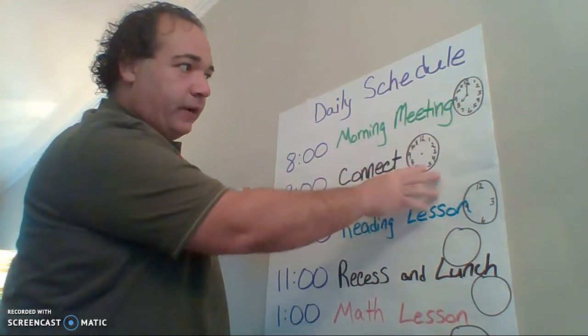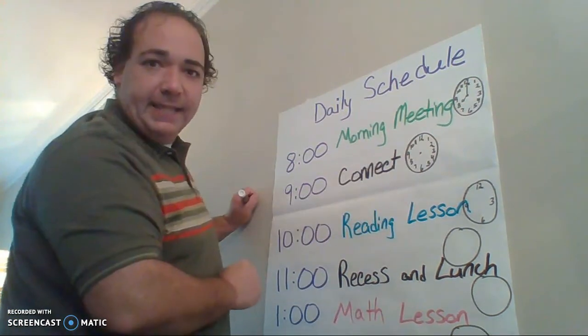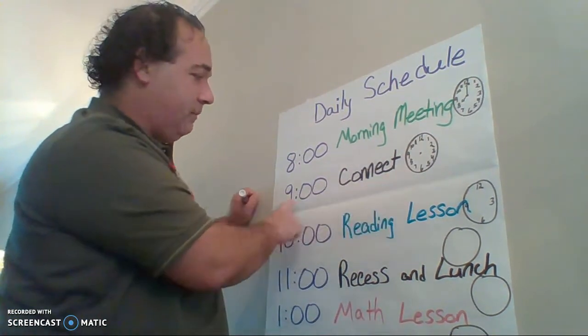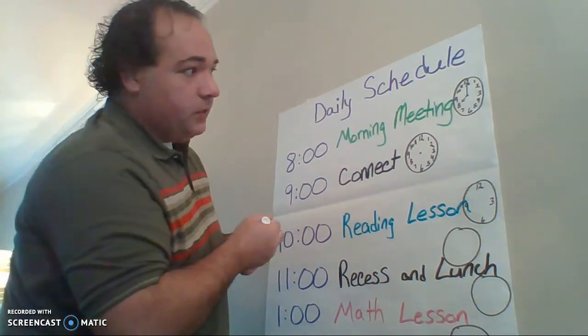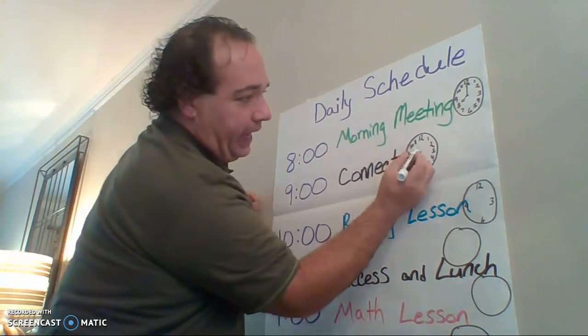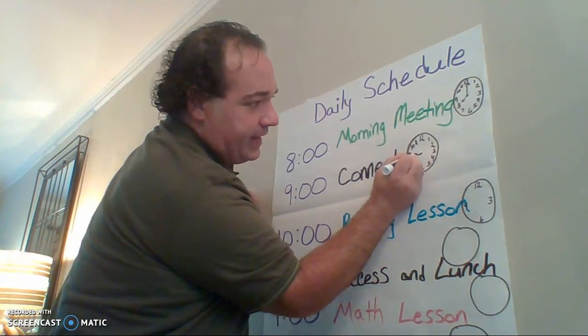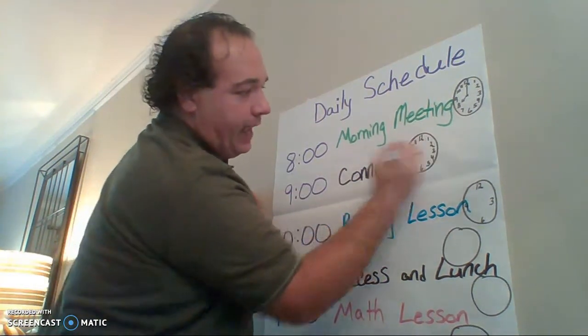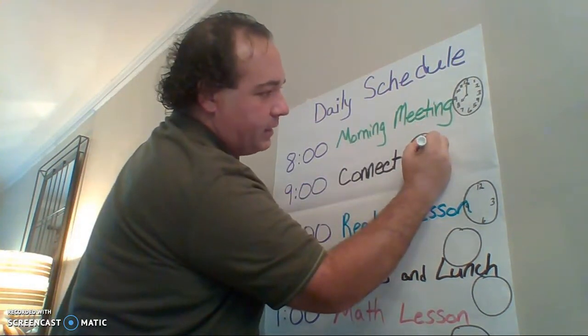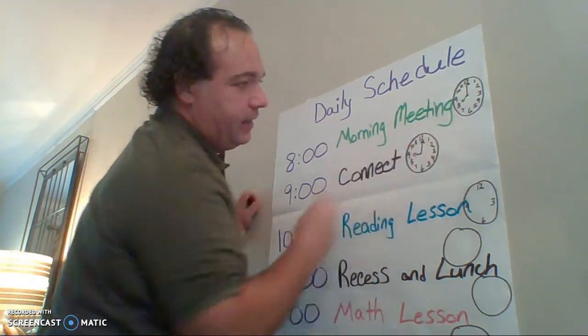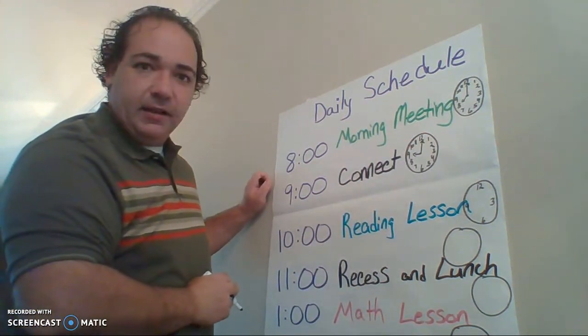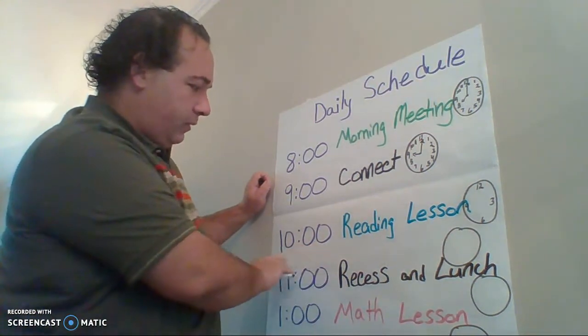Here's one that I've already filled out, but I haven't put the hands on it yet. I said connect time was 9 o'clock. That means my short hand is going to point to the 9. See, I made that hand shorter. And o'clock means the longer hand is going to point up to the 12. That shows 9 o'clock.